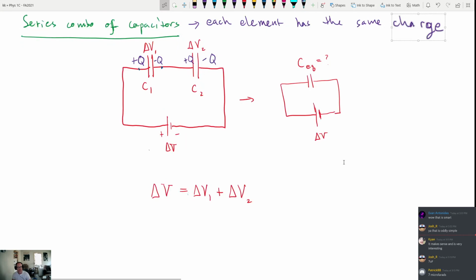Be sure to memorize that, as it's not going to be something I write down on an equation sheet. It's just something you need to memorize to solve these problems, okay? So capacitors in series have the same charge. Capacitors in parallel have the same voltage. You gotta remember that. You just gotta commit it to memory.